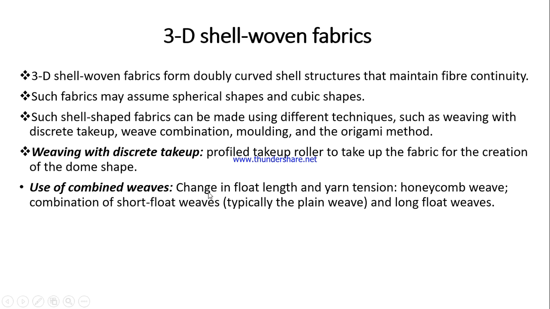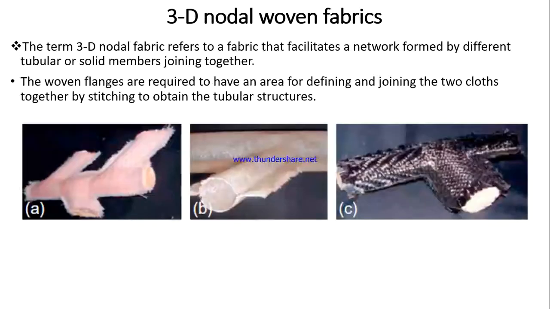Use of combined weave, change in float length and yarn tension. If you can change the float length of the yarn and the yarn tension, then you can produce honeycomb weave, a combination of short float weave, typically the plain weave, and long float weave. So honeycomb weave also can be produced by a combination of short float and long float weave. So all those techniques are used for preparation of shell woven fabric.